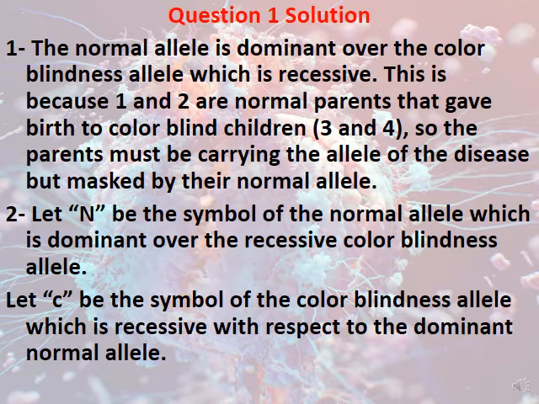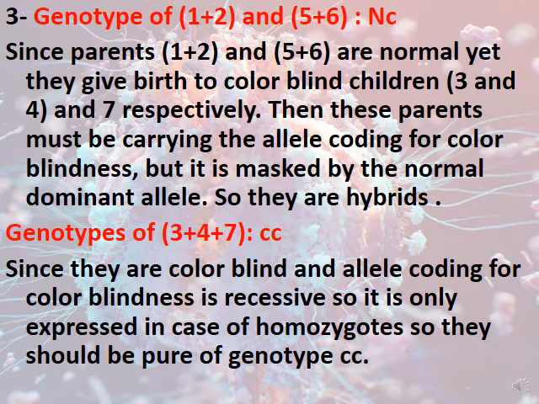So first, the normal allele is dominant over the allele of the color blindness, which is recessive. Why? 1 and 2 are normal, but they gave birth to color blind children, 3 and 4. So they carry the allele of the disease, but it was masked by the normal allele. Let N capital be the symbol of the normal allele, which is dominant over the recessive color blindness allele, and let C small be the symbol of the color blindness allele, which is recessive with respect to the dominant normal allele. Part 3, they want you to specify the genotypes.